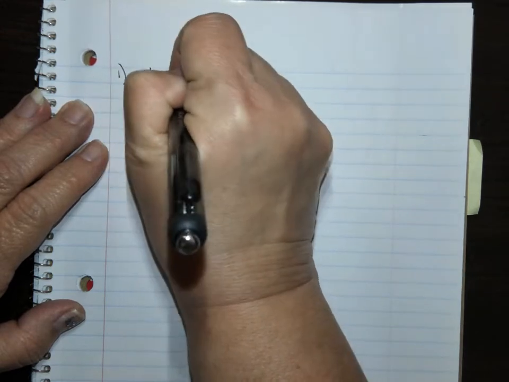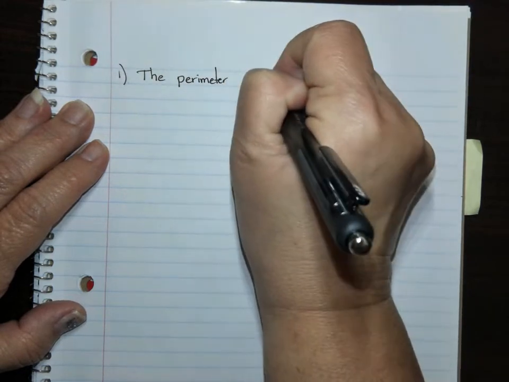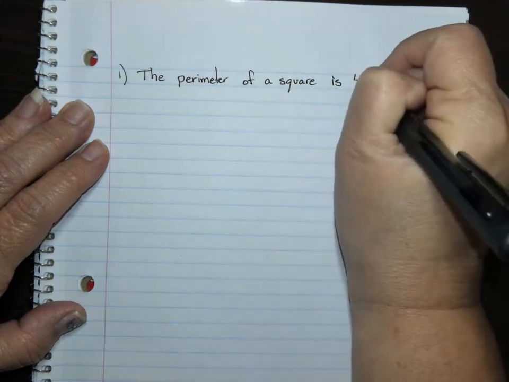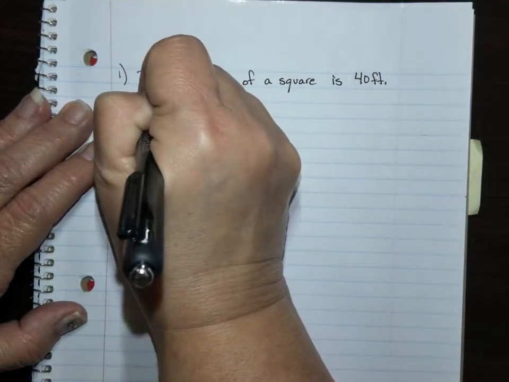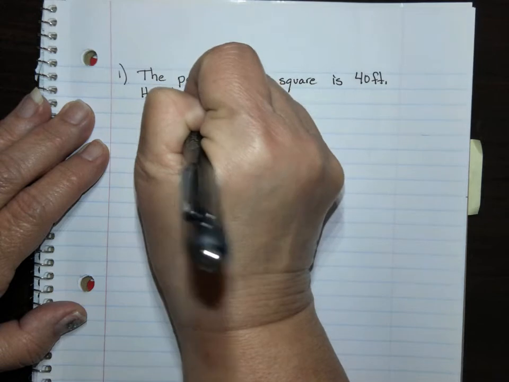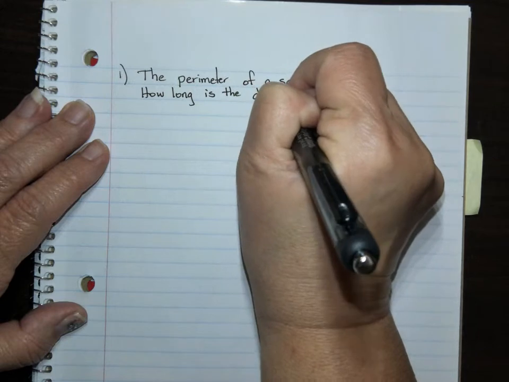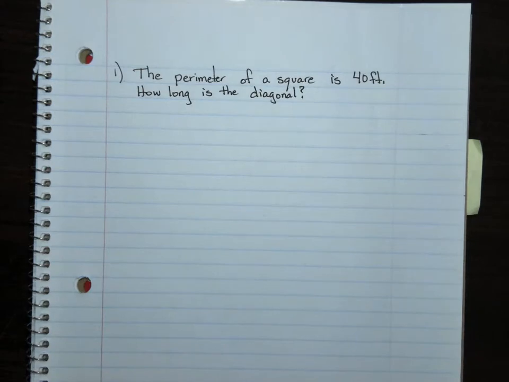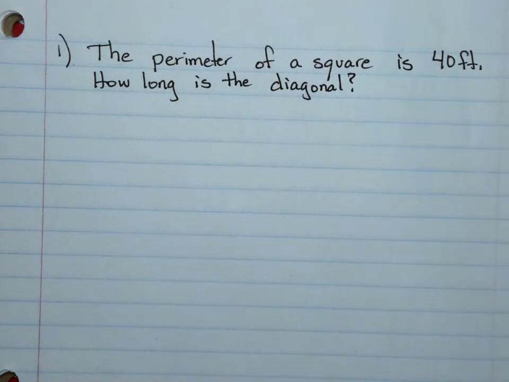The perimeter of a square is 40 feet. How long is the diagonal?